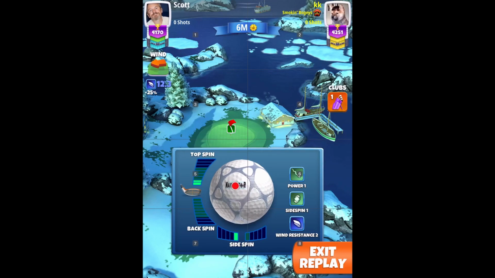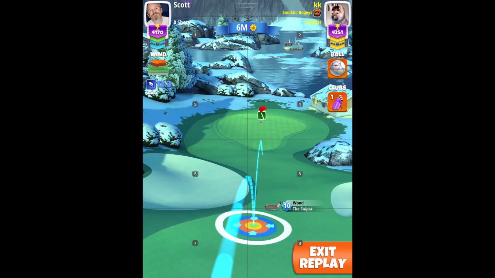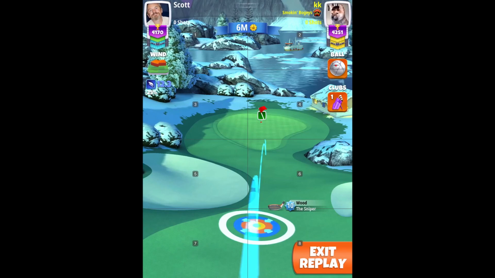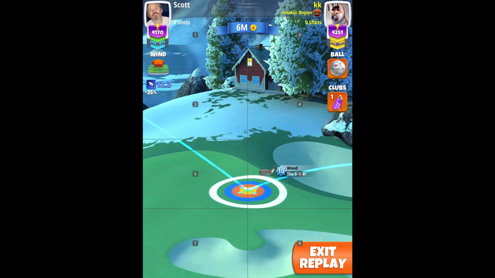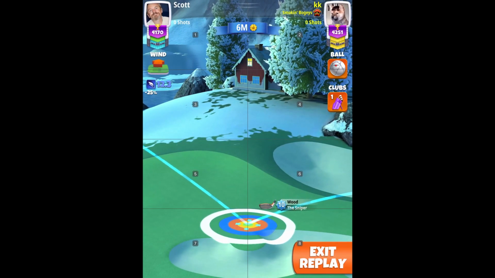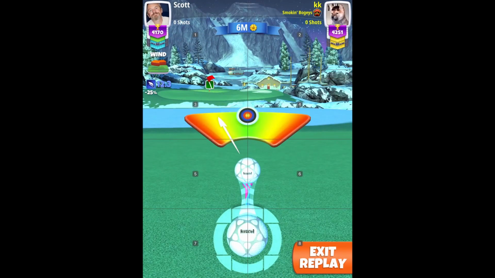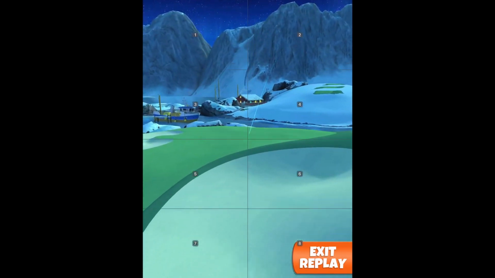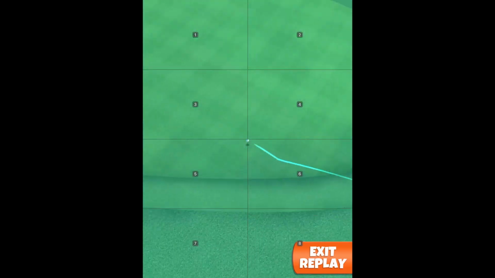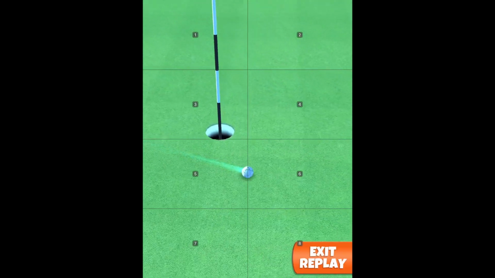So we're starting with a right to left crosswind, and you set up with the left white ring by the rough back here. And I'm doing 1 left spin and about 3 top spin. I'm adjusting plus 20% mid. I missed just a little bit to the right.